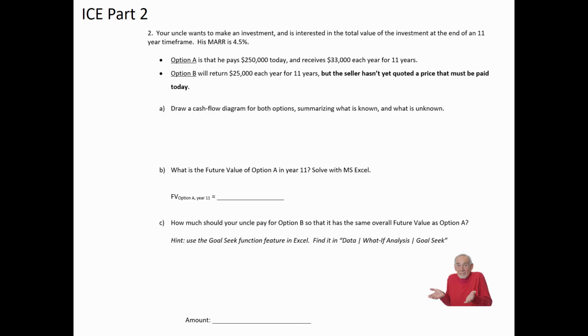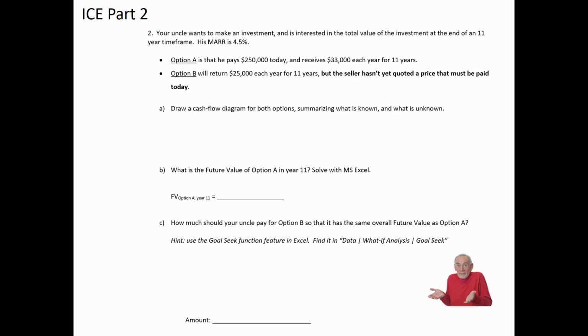Okay, let's try another future worth problem. On the next page, your uncle, the investor, is trying to compare 2 options. One option, if he pays $250,000 today, then he receives $33,000 a year for 11 years.